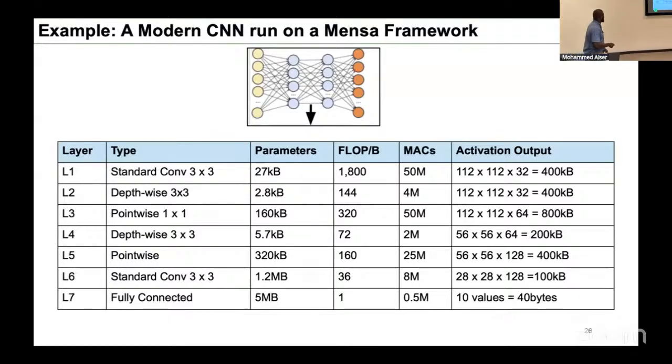Just to give an example of how this would work, I put this example. You have different layers. For example, this is a CNN neural network model, and you have the different types of layers. You can see the different parameters, different parameter reuse, and different MAC operations.